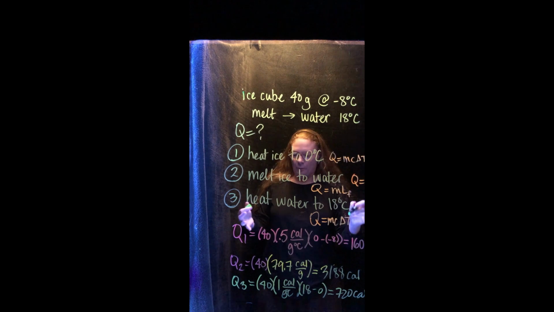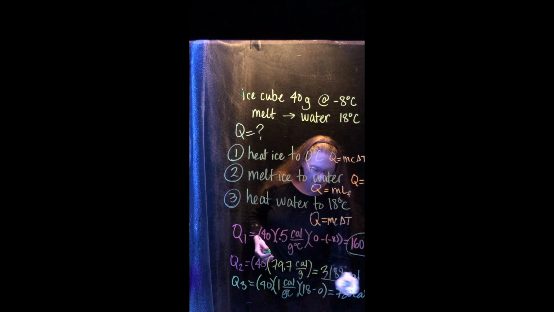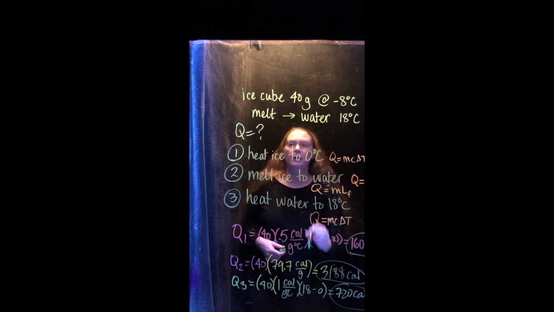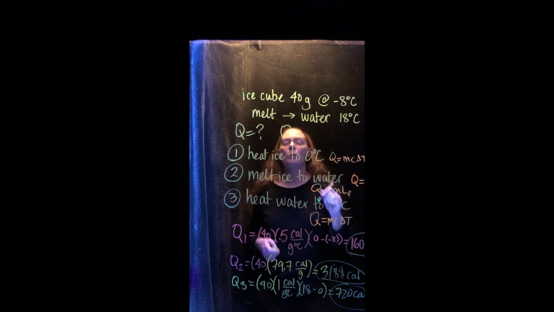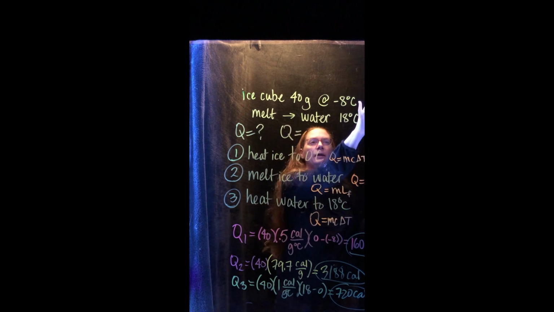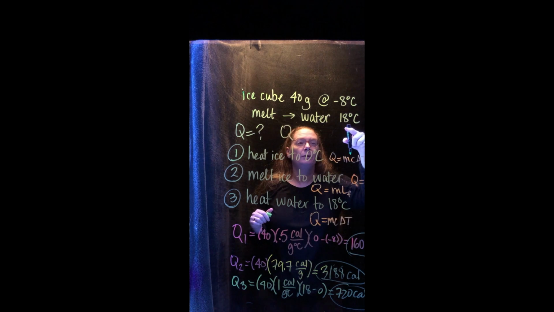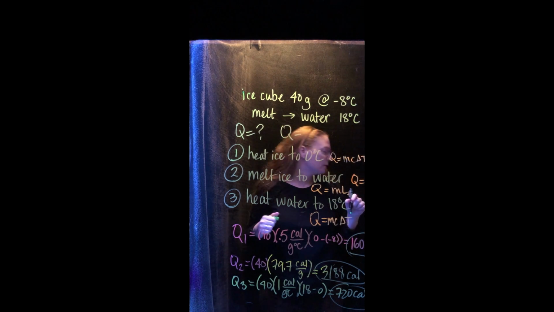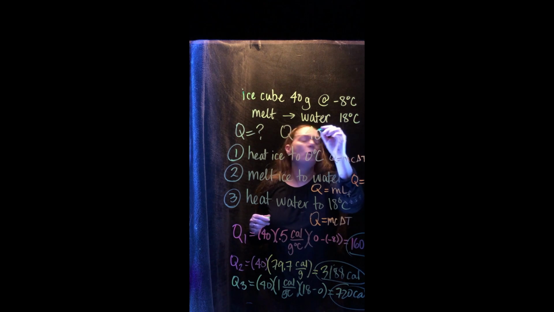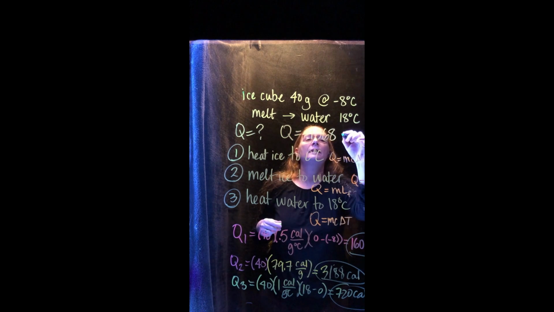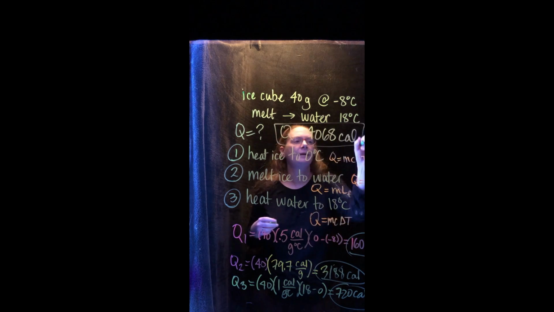Now we can just add up the total heat. So we've got 160, 3188, and 720. The total heat required to take an ice cube at negative 8 degrees C, melt it, and then heat the water to 18 degrees C is 4068 calories. So that is the answer there.